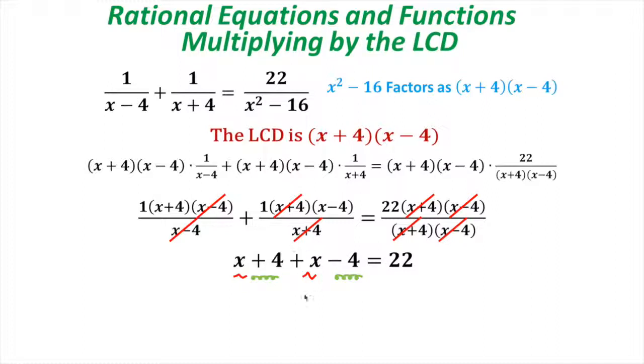I always do a squiggle underneath the ones that I can combine. It helps me. So that gives me 2x plus 0. 4 minus 4 is just 0. So 2x equals 22. X equals 11.